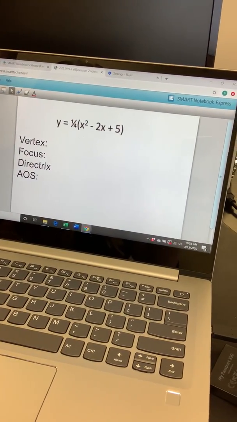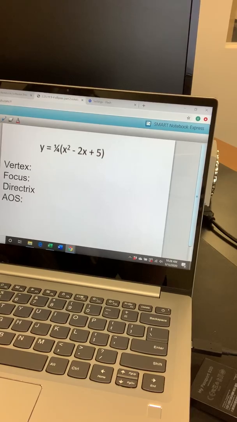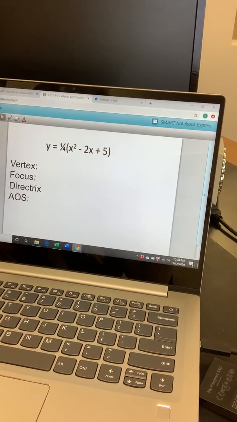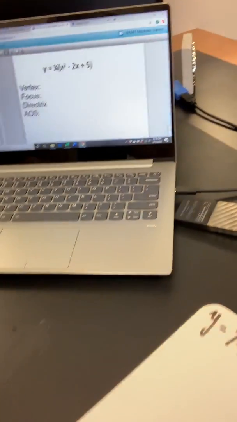So bear with me. This is new for all of us. So we're going to start with a warm-up, and the warm-up is this right here. And just by looking at it, I know that it's a parabola because I notice that only one term is being squared, right? So let's look at my paper.